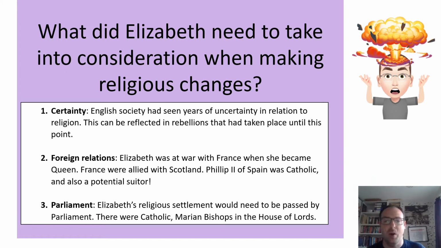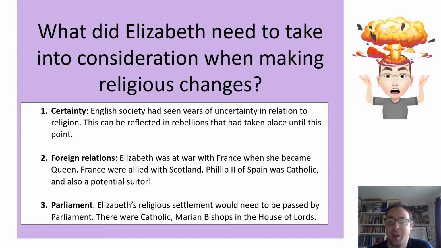Well, there's a whole range of things you need to consider, and I'm going to pick out these key three. The first of all, certainty. English society, as I've mentioned already, had been through an awful lot of uncertainty in relation to religion and rulers, and we talk about the mid-Tudor crisis, don't we? And so there'd been a whole series of rebellions. Elizabeth, with a potentially fairly fragile hold on power right at the beginning of her reign, is not going to want to stir up more rebellions like her brother and her sister had seen.